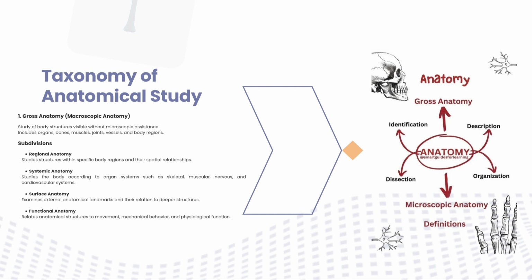3. Surface anatomy. This subdivision examines external anatomical landmarks and their direct relation to the deeper structures they overlie. Example: identifying the bony prominences of the elbow or the palpable tendons of the wrist. In engineering and clinical applications, this is the user interface of the body. It is how we accurately locate internal structures for medical imaging or the placement of external rehabilitative sensors without invasive procedures.